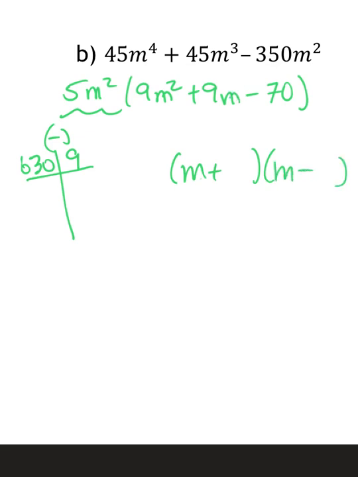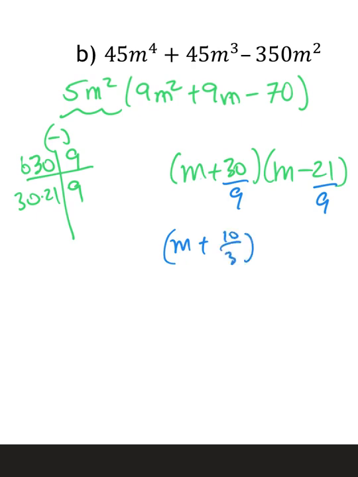So what factors of 630 subtract to give you 9? 30 and 21. So it's a plus, so the plus gets the 30, 21. 30 minus 21 is 9. That's a quick way to check. Now I want to divide them by 9. So bring this guy down. Let's divide these by 3. So 10 over 3, 7 over 3. So 3m plus 10.